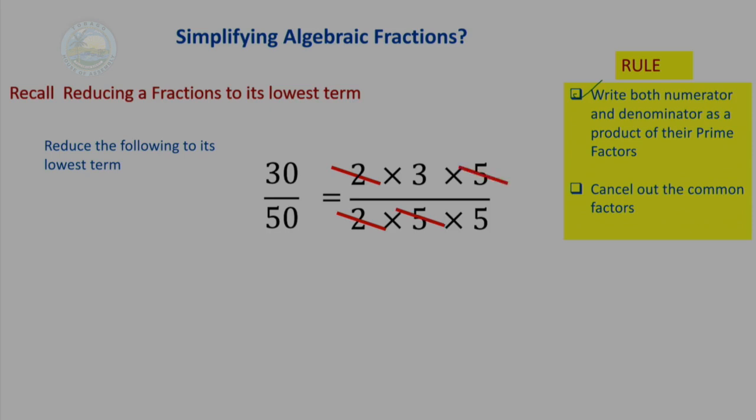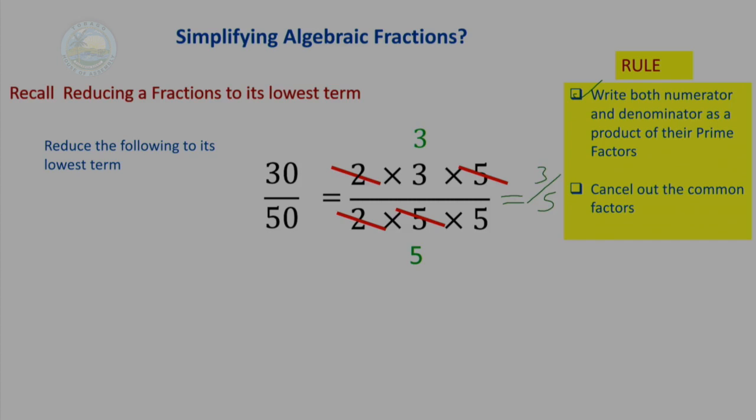So what are we left with? We are left with 3 in the numerator and 5 in the denominator. So therefore, our answer here, reduced to its lowest term, is going to be 3 upon 5.